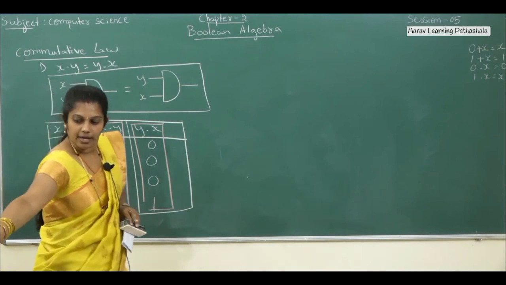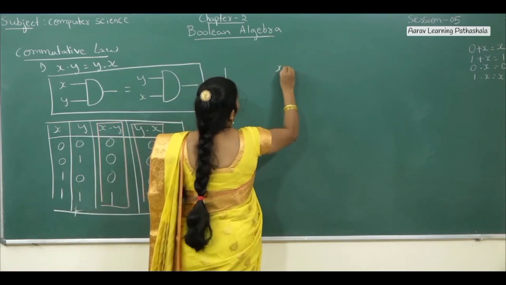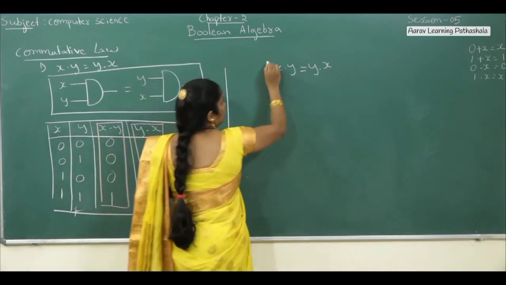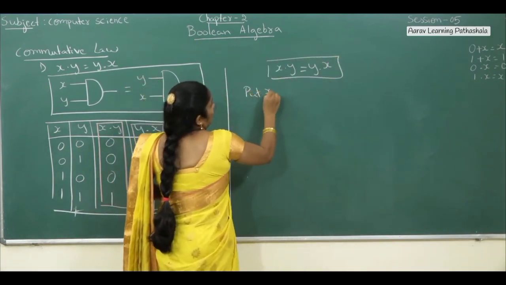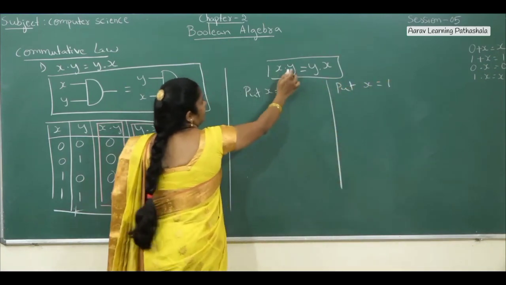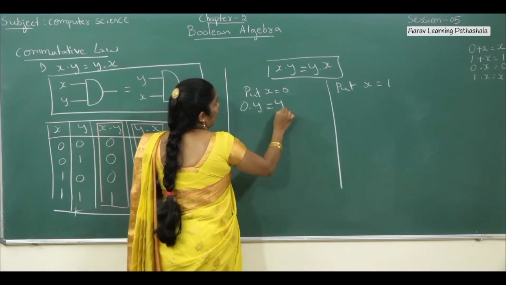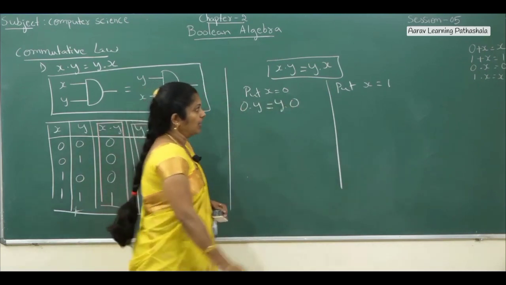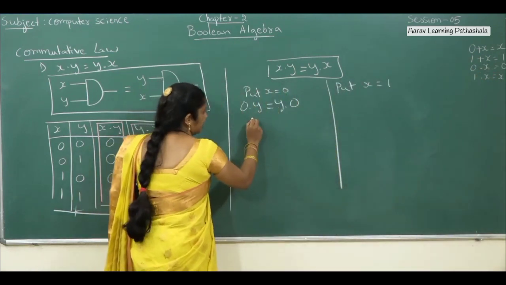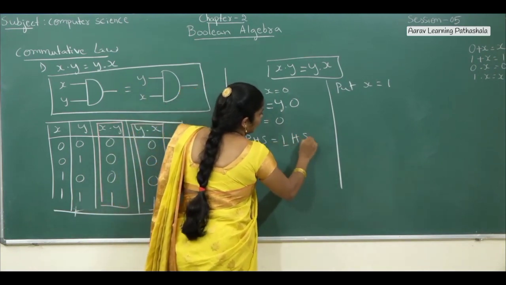Now, we will solve this by using the perfect induction method. In the perfect induction method, we will put x equals 0 one time and then we will put x equals 1 another time. This is the given equation. Now, for the given equation, in place of x, write down 0. 0 into y equals y into 0. Now, see the law of multiplication. In the law of multiplication, 0 into any variable is nothing but 0 only. That's why 0 into y is nothing but 0, so 0 equals 0. Therefore, right hand side value equals left hand side value.